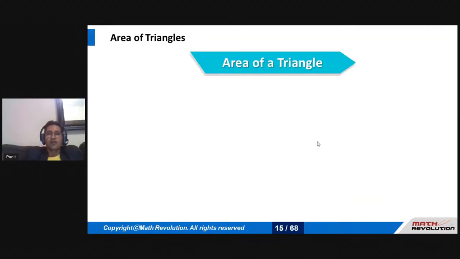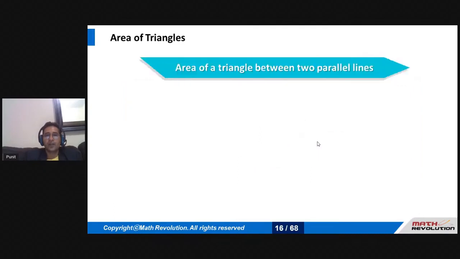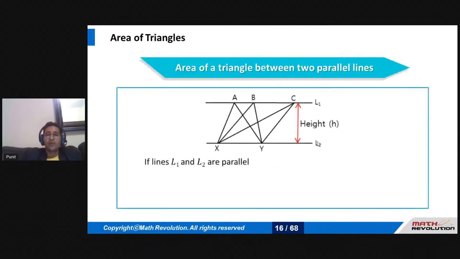Let's talk about the area of triangles. The area of a triangle is very simple. It's half base into height. Height is also called altitude, and you have got two sides. Over here, H is denoted as height and B is denoted as base. So the area of a triangle becomes half base into height. That was the basic area of a triangle formula.